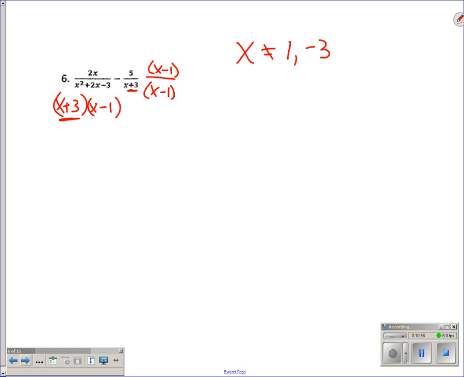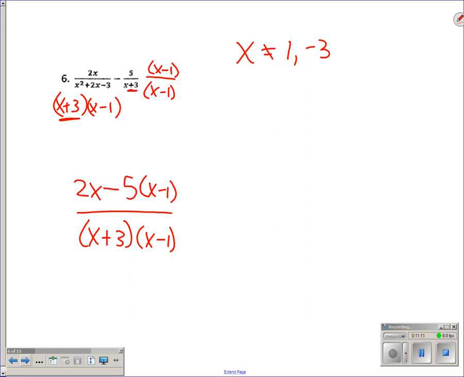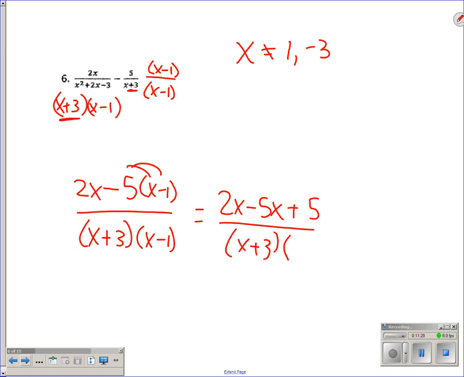All right, so when I combine them together, on the bottom I have the common denominator, x plus 3, x minus 1. And on top I have 2x, and then minus 5 times x minus 1. Let's reduce down the top before we simplify. So I have 2x minus 5x plus negative 5 times negative 1, which is positive 5, all over x plus 3, x minus 1.